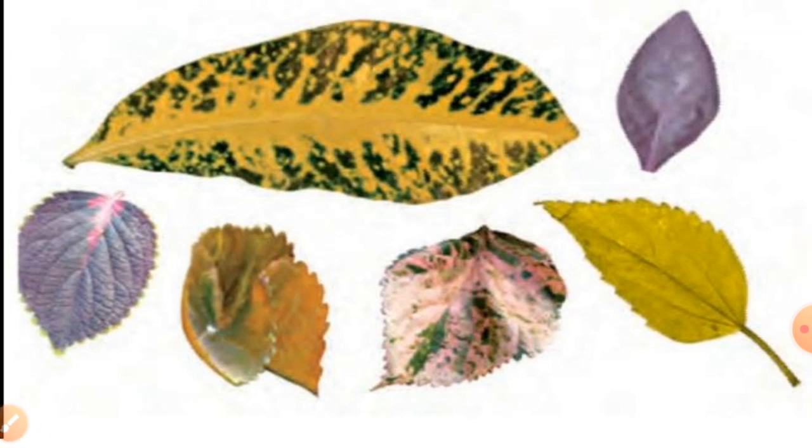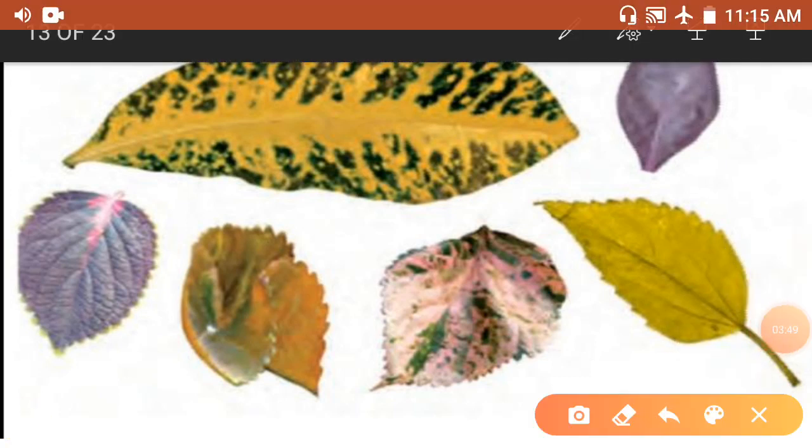Now, there is a large amount of red, brown and other pigments in some leaves. You can see here in the picture. This is a purple colored leaf, and here is yellow, something brown, pinkish. A large amount of red, brown, pink and other pigments mask the green color, but photosynthesis takes place in these leaves too.